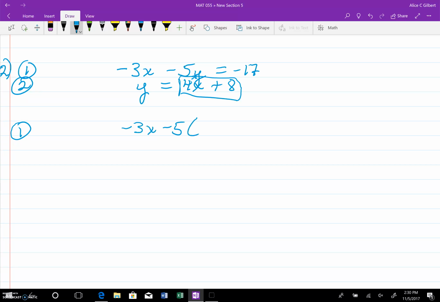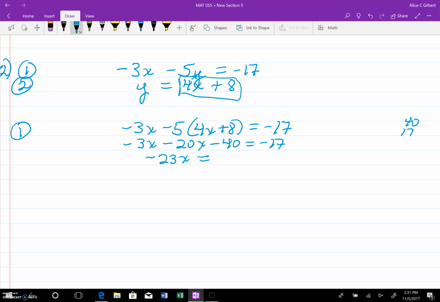So -3x minus 5 times (4x plus 8) equals -17. If it's already done for you guys, do it. Okay? Just dive right in and make it happen. Minus 40 equals -17. That's -23x equals, let's see, 40 minus 17. That's 23, and it's going to be positive.